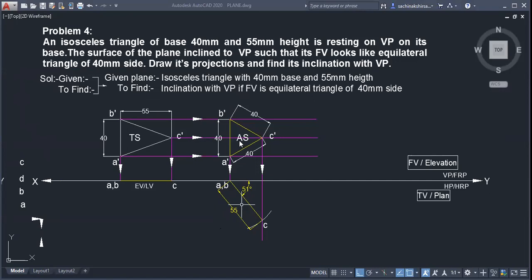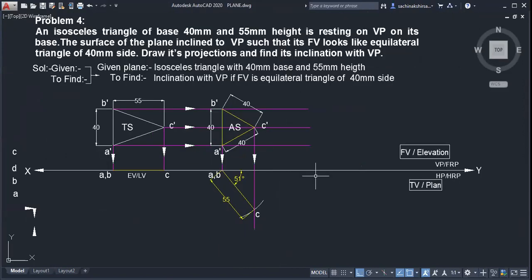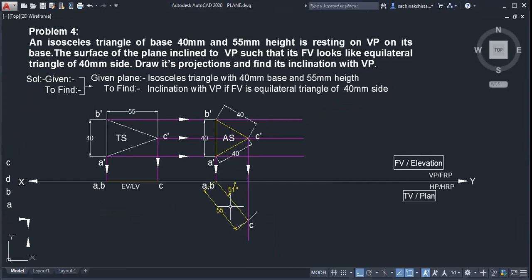The true shape is given as an equilateral triangle. How do we complete an equilateral triangle? Very basic. All sides should be 40 in an equilateral triangle, so the height should not be 40. You might have taken 40 and then measured the angle. That is wrong. Such a mistake should not be there. You went out too far. That is a big mistake. If an equilateral triangle is given, it should be something like this.